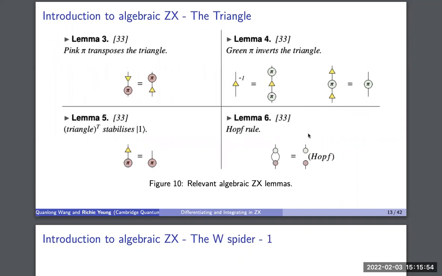Here are some lemmas that you can prove using the rules of algebraic ZX calculus. When the yellow triangle commutes with the red node, you transpose the triangle, and when you commute the triangle with the green pi, you invert the triangle. And the transpose of the triangle stabilizes the one state. This rule, I'm sure everyone knows about this rule. I just had to screenshot it because it's in the way.